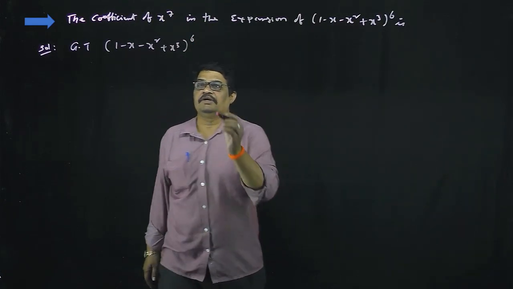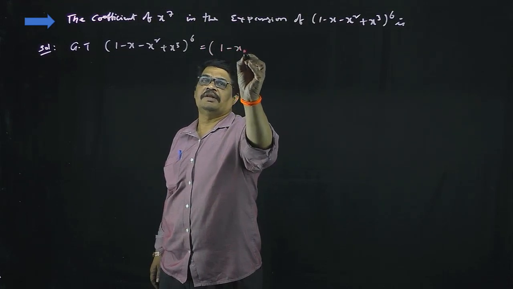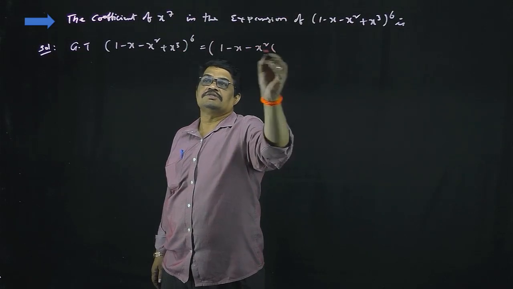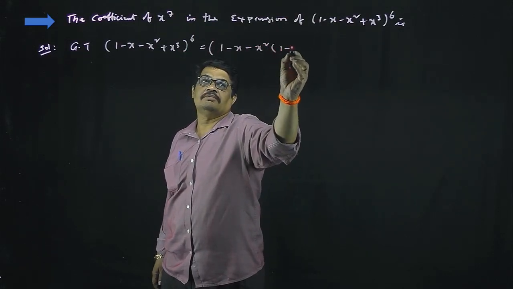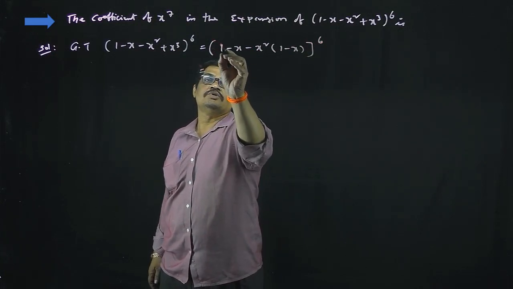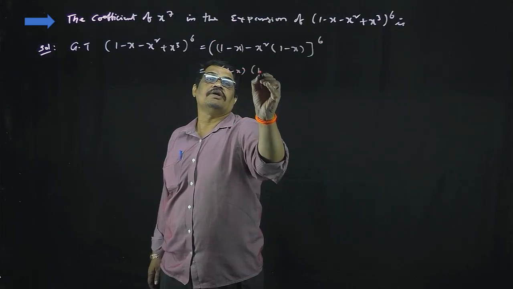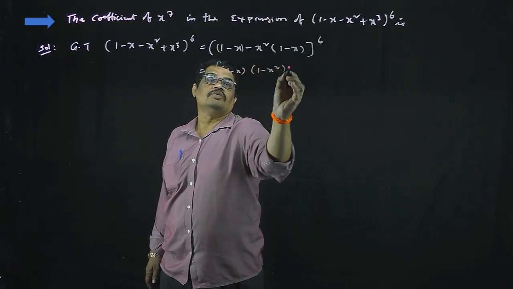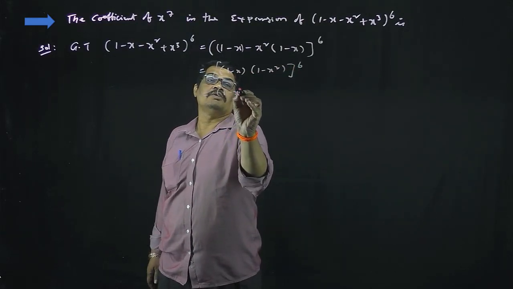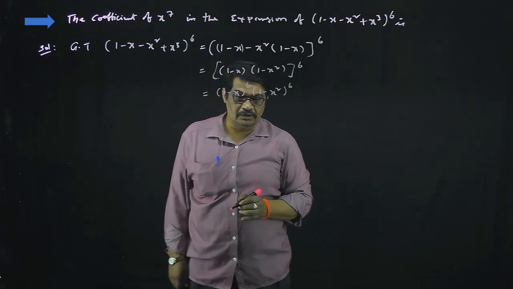Now this can be simplified here. This is 1 minus x². In the last two terms, x² is common: minus x² common, (1 - x). Whole power 6. In these two, 1 minus x is common. We get (1 - x)²... whole to the power of 6. That is nothing but (1 - x)⁶ into (1 - x²)⁶.